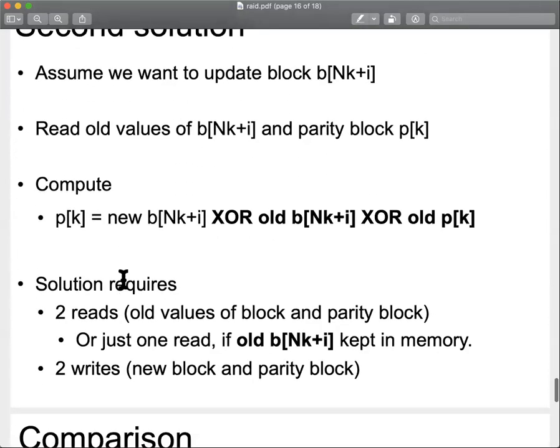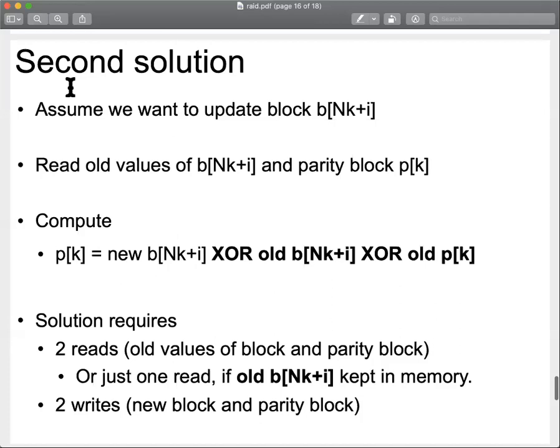Now, the smarter solution is to recognize that the parity computation is commutative. Commutative means that you can take some parts of the left-hand side to the right-hand side, and the resulting equation would still be valid. Let's say that we wanted to update a particular block of data. Remember that there were old blocks and the old parity information, and there's a new block and new parity information.